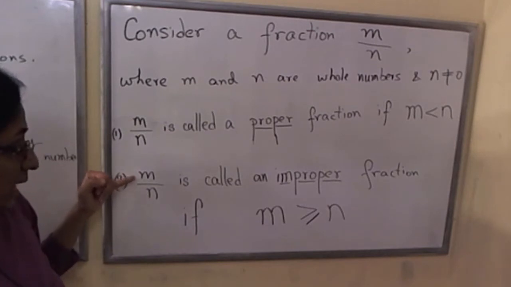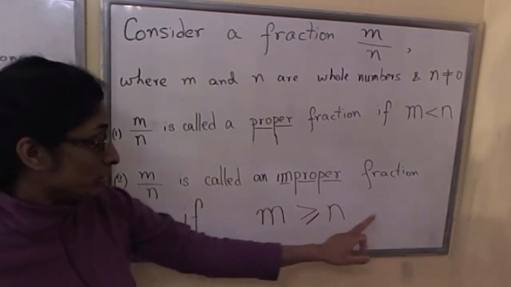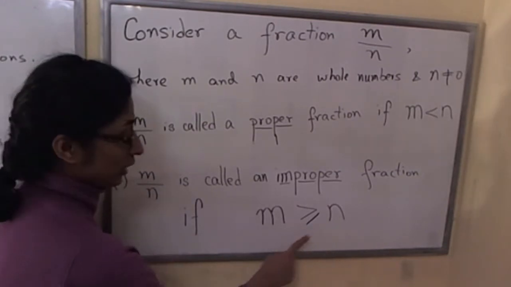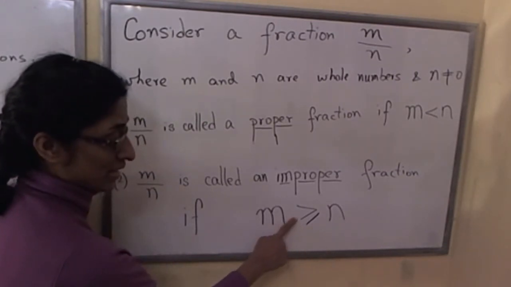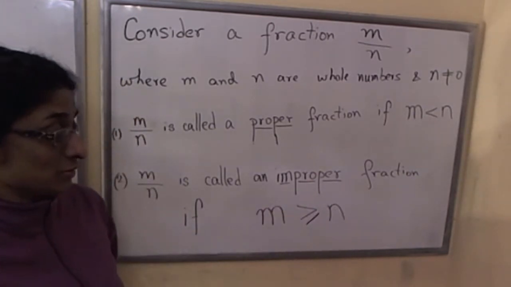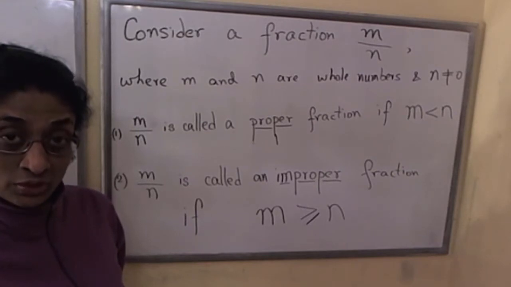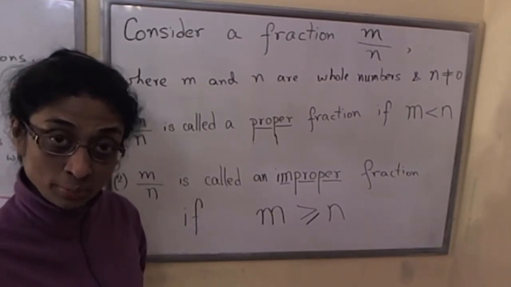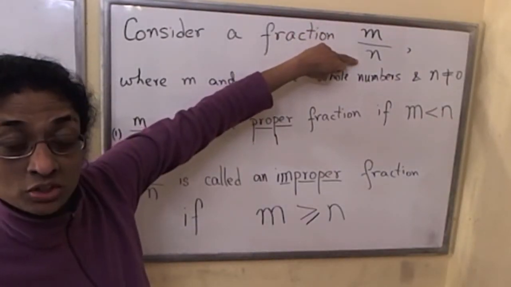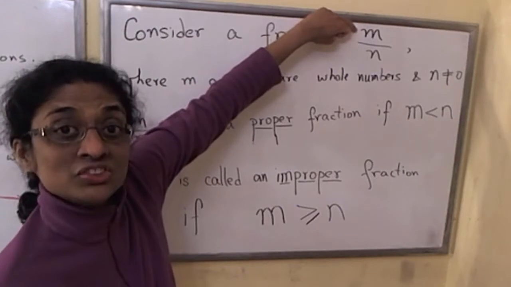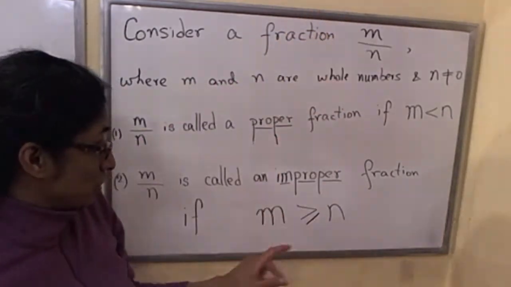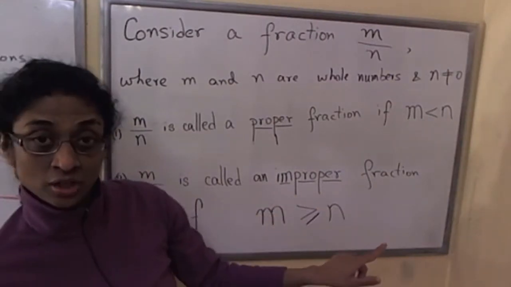And m over n is called an improper fraction if m is greater than or equal to n. So this sign is read as greater than or equal to n. What this is saying is, in a given fraction, if you notice the numerator is exactly equal to the denominator, or perhaps the numerator is greater than the denominator, then in that case we call that fraction an improper fraction.